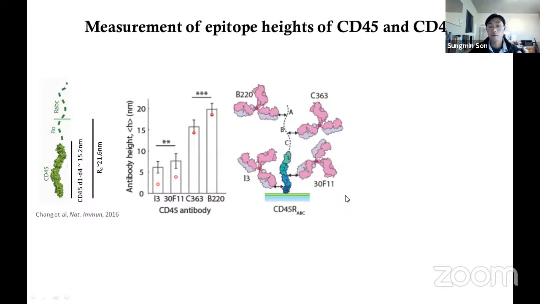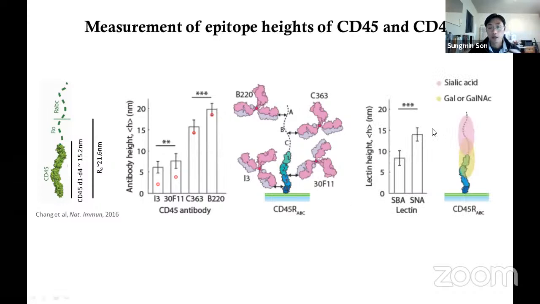We can do the same thing for the glycan measurement as well, because there are different lectins targeting different glycans with specific affinity. These CD45 proteins in the mucin-like regions are known to be heavily sialylated. So we anticipated that lectins such as SNA, which targets these mucin-like domains, should come out as a higher average height, compared to other lectins targeting galactose or GalNAc of the same proteins.